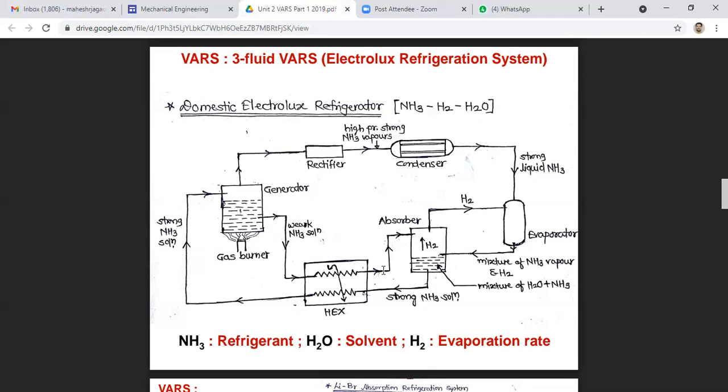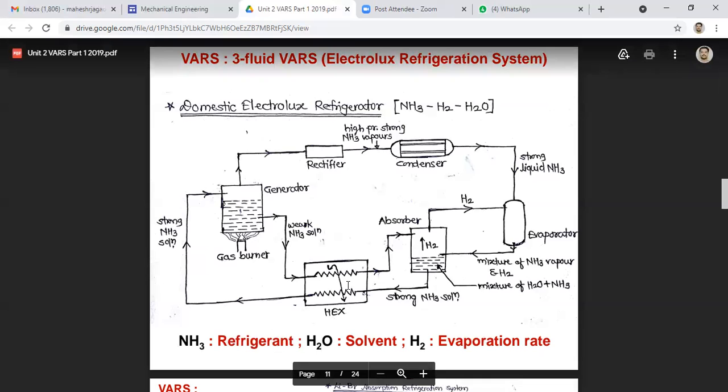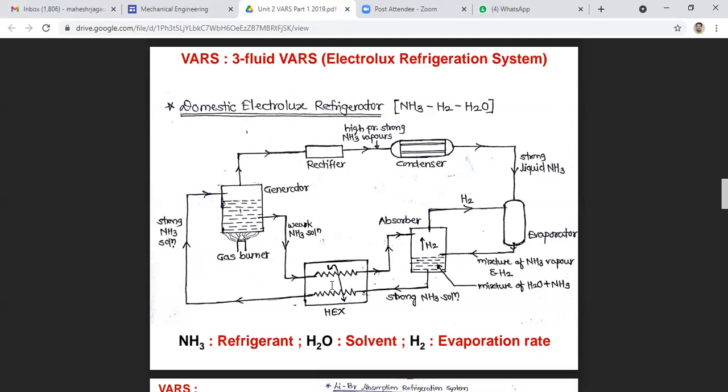So again, the hot weak solution passing through the exchanger is cooled. We are finding the function of the single heat exchanger we are using: the heat removed by the weak solution is utilized to raise the temperature of the strong solution passing through the heat exchanger. In this way, absorption is accelerated and the improvement in the performance of the plant is achieved.